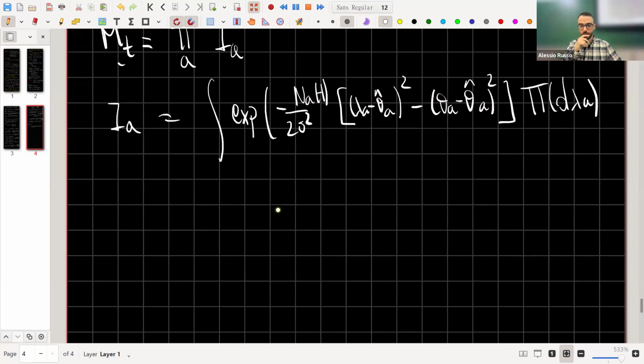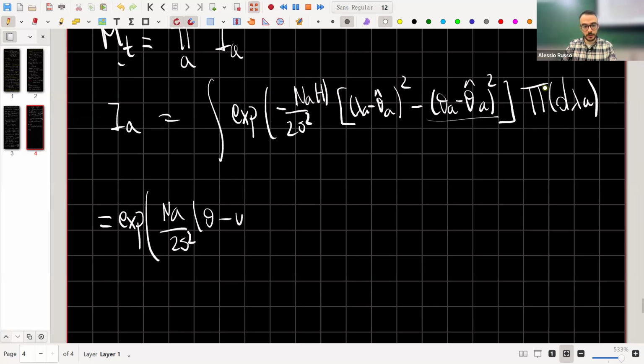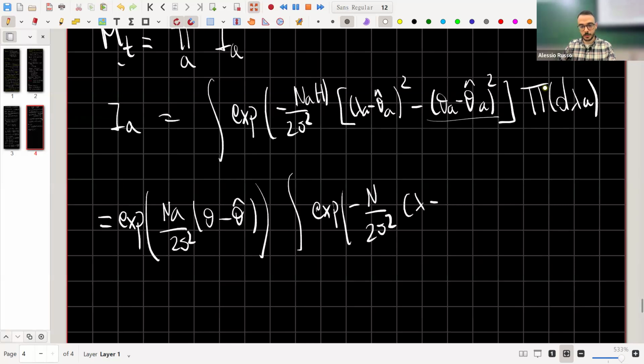Yeah. So what's interesting here is that we can move out this quantity because it doesn't depend on lambda. So we are left only with computing the integral with respect to this term. So this is also equal to exponential of n divided by 2 sigma squared times theta minus theta hat, integral, exponential of minus n divided by 2 sigma squared times lambda minus theta hat squared.